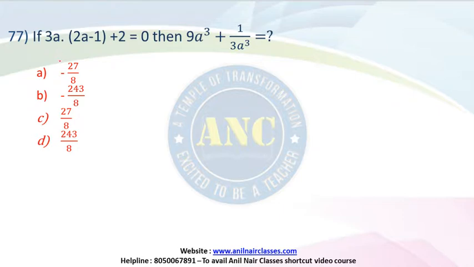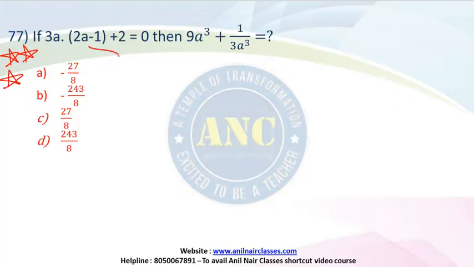Question number 77. Extremely important question. Very beautiful and important question. This is the kind of question that you can expect to come in the examination. Very good question. Now see here. The question says 3a into 2a minus 1 plus 2 equal to 0.